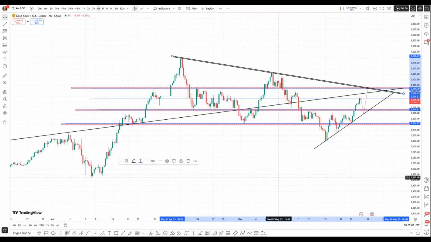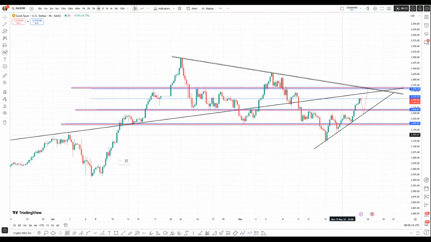And a breakaway from this structure, though I'm not anticipating a breakout, because that's normal duty, a breakaway from there will be a strong foundation for a fresh rally that shouldn't stop until we retest the current all-time high, which is the 3,500 retest. So that is what the structure is all about.